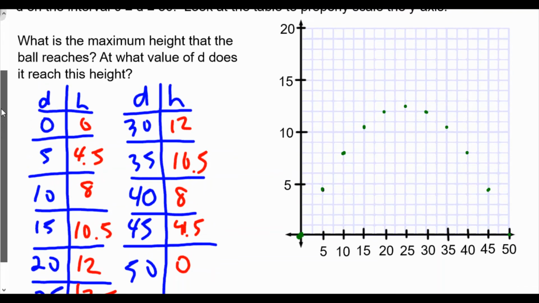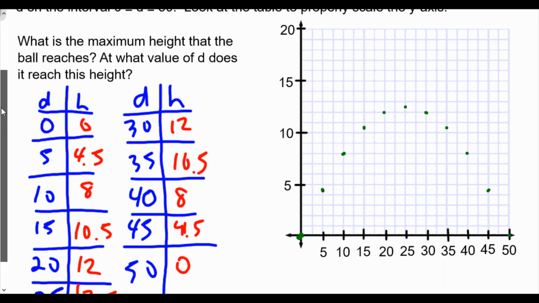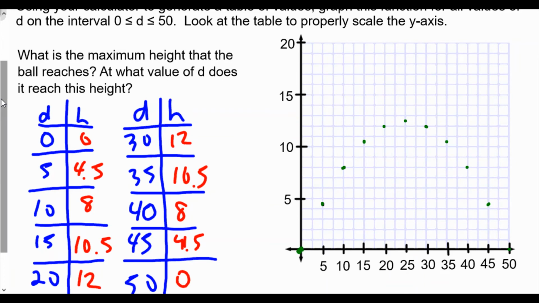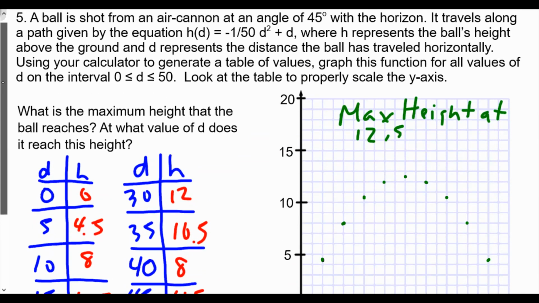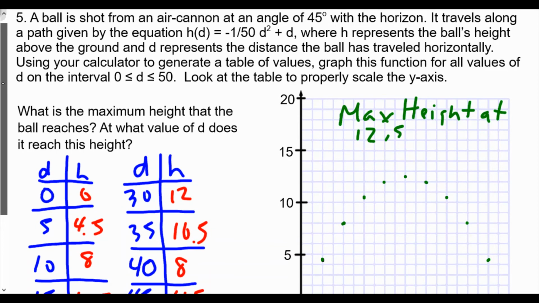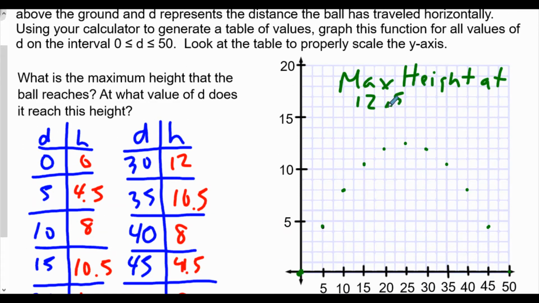Now we can connect these, and we can also use a graphing calculator with a set of settings, which I'll show you how it's done. But the question now is, what is the maximum height? It looks like the maximum height the ball reaches is, in this case, 12.5 feet. Is it feet? Does it say feet? It doesn't even say the units. So 12.5 units. I'll go with that. 12.5 units.